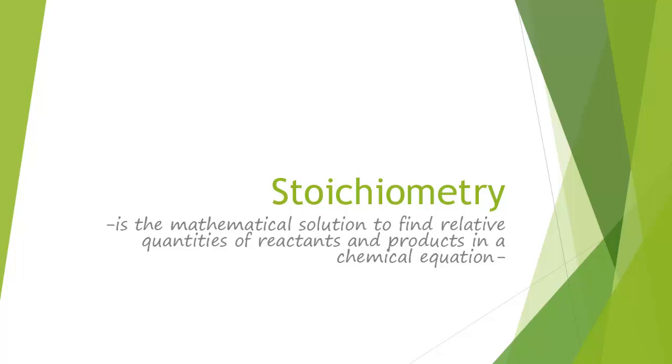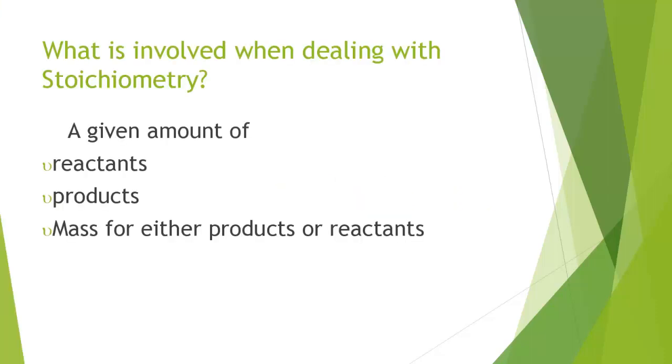Stoichiometry is a mathematical solution to find relative quantities of reactants and products in a chemical equation. What is involved when dealing with stoichiometry? You are given a specific amount of reactants or products, and you are given the mass for either your products or reactants, and then you can use that mass, using stoich, to figure out the mass of the unknown substance.